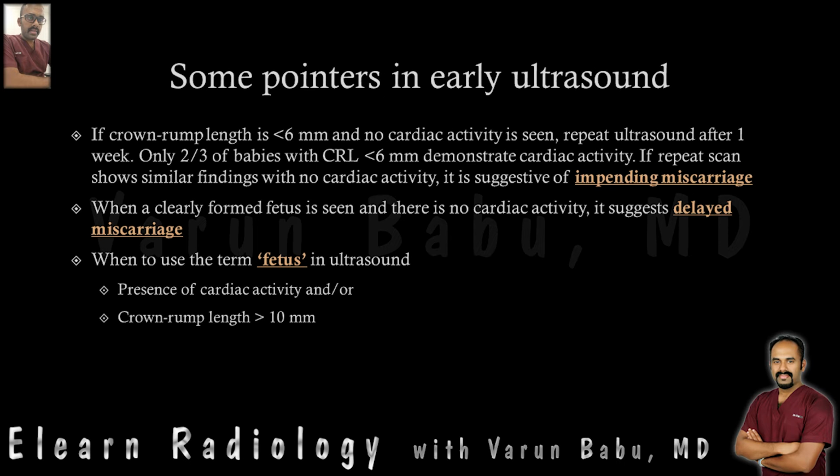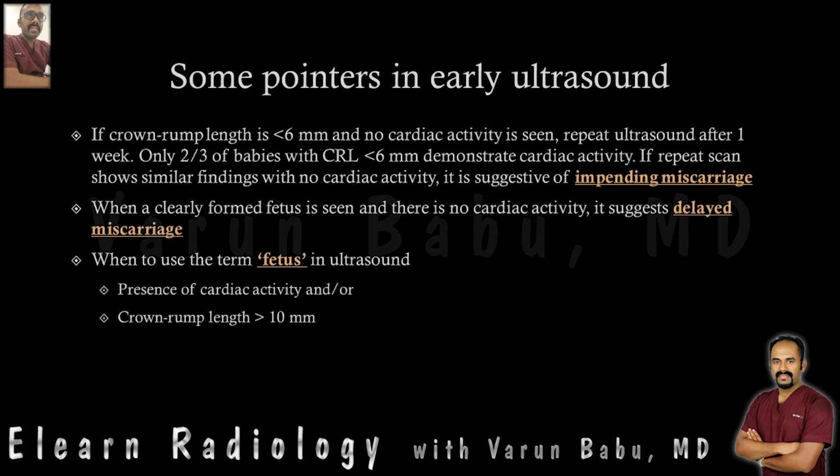Some pointers in early ultrasound. If the crown rump length is less than 6 millimeters and no cardiac activity is seen, repeat the ultrasound after 1 week. This is because only 2/3 of the babies with a crown rump length less than 6 millimeters demonstrate cardiac activity. If the repeat scan shows similar findings with no cardiac activity, it suggests impending miscarriage. When a clearly formed fetus is seen and there is no cardiac activity, it suggests a delayed miscarriage.